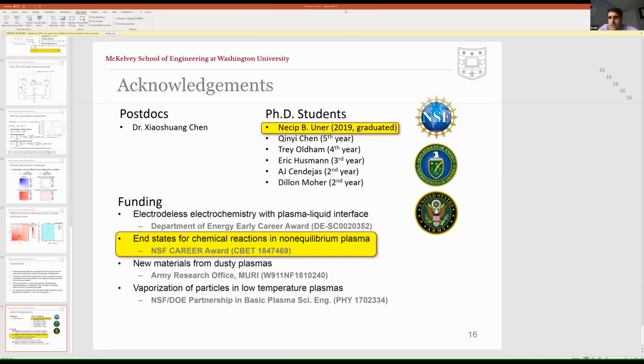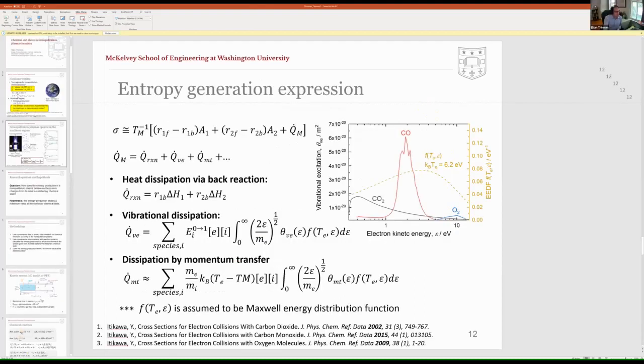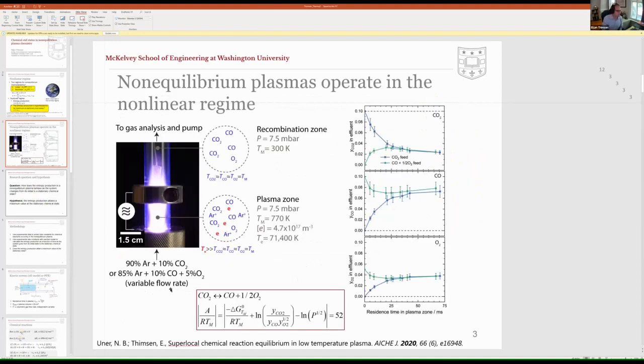So I guess I have a question then, Elijah. Can you tell us a bit about the experimental apparatus? How do you make these low temperature plasmas? Okay, sure. So can you still see the screen? Yes. Okay, so that's described in this publication here in the AIChE journal.